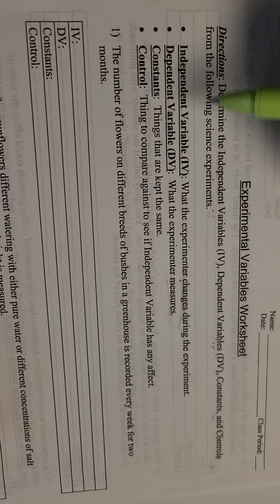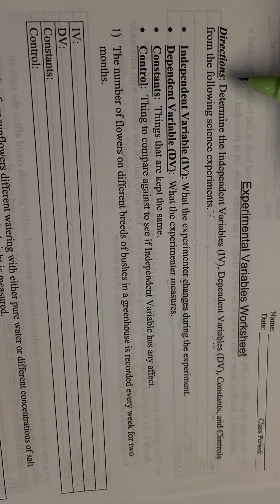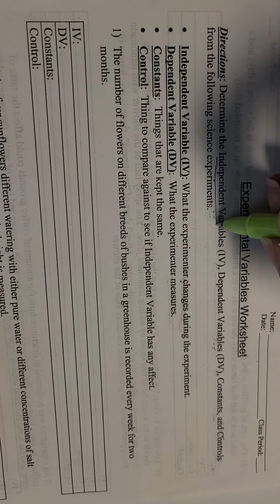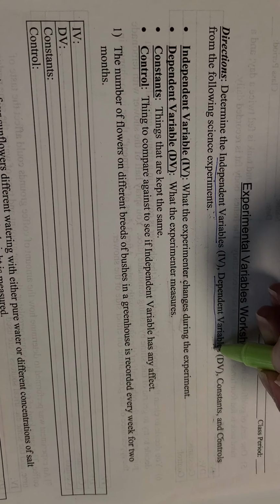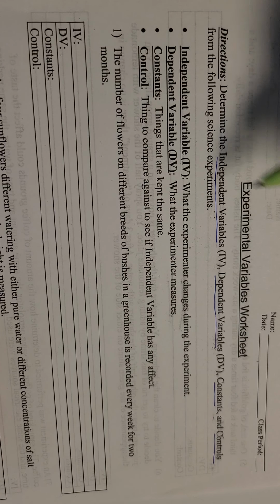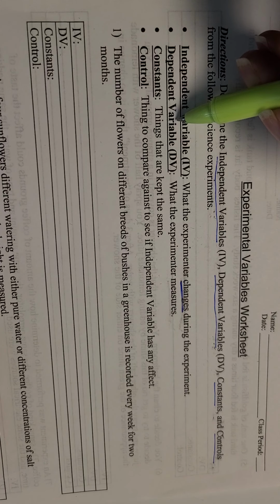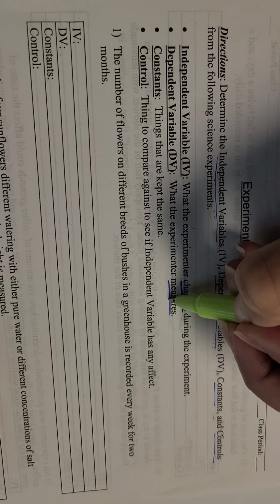So first off, always read the directions all the way through so that you know everything that you're being asked. You don't want to miss anything. So in the directions, it says to determine the independent variable, the dependent variable, the constants and controls from the following science experiments. And then it gives you the definitions of those terms. Your independent variable, remember, that's what is changing in the experiment. That's what you are changing, or the scientist is changing in the experiment. Your dependent variable is what you're going to measure at the end.